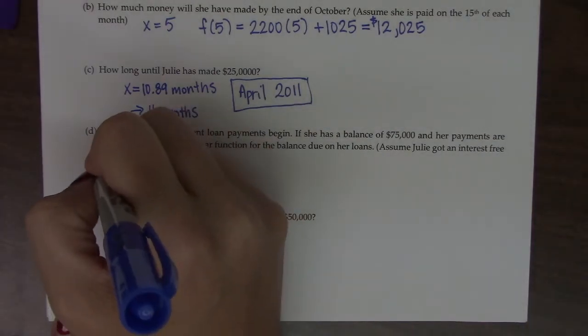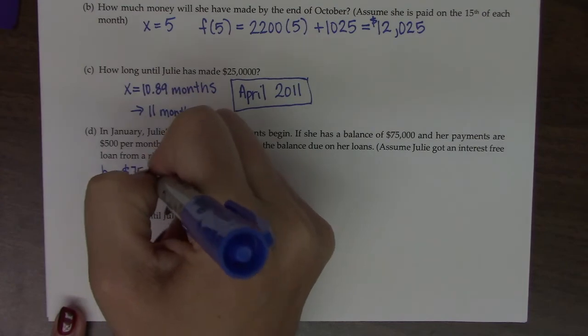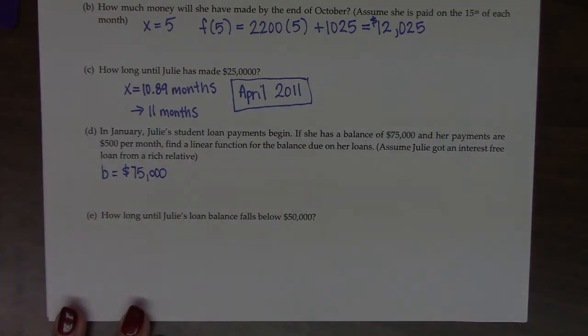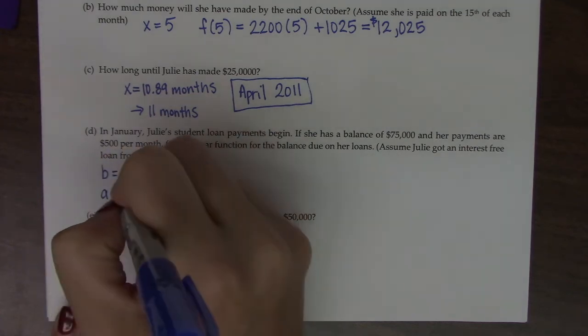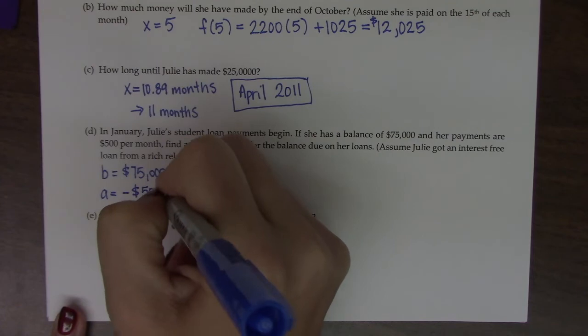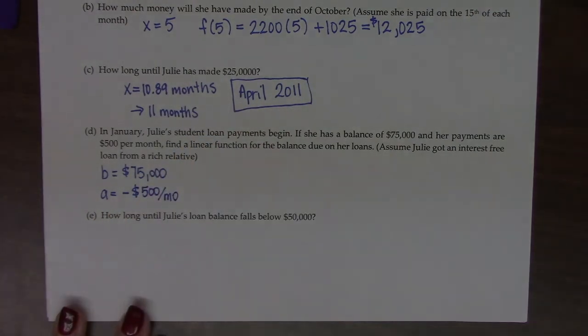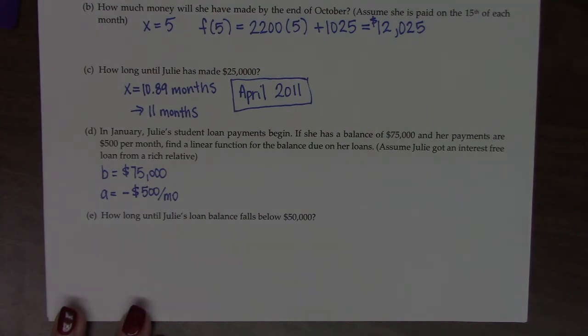So now the intercept of this line, right, is $75,000 because that's the balance that she had when we start. And now every month her slope is actually going to be negative $500 per month because the balance is going down. So her paycheck, she had a positive slope, right, 'cause she's making money. But here we're actually taking away from the balance when we make these payments. So we're going to call it 500.